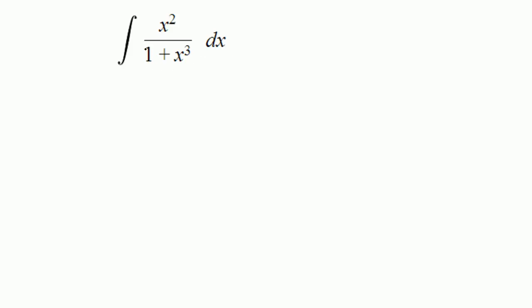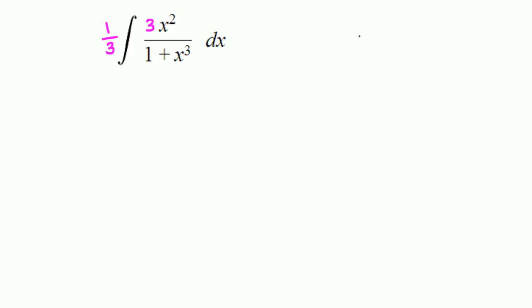What is the derivative of 1 plus x cubed? That's 3x squared, which is some constant multiple of the top. So the derivative of the bottom is 3x squared. We don't have the 3, but we can always multiply and divide by a number, because the 3s cancel, so we did not change anything. So the top, 3x squared dx, is in fact the derivative of the bottom, 1 plus x cubed.